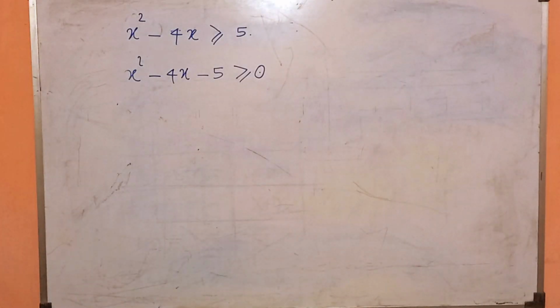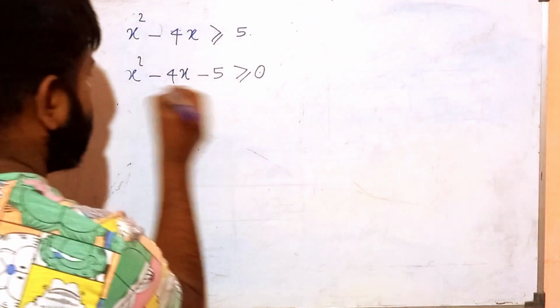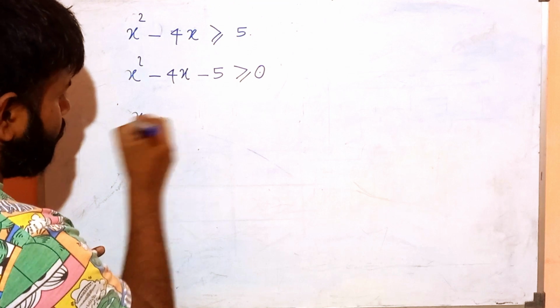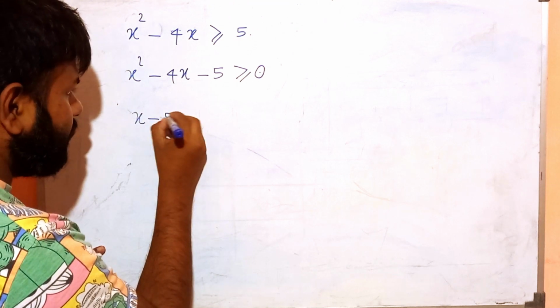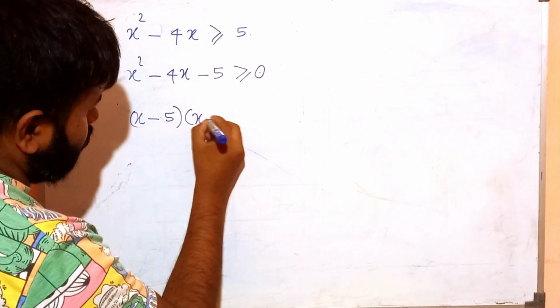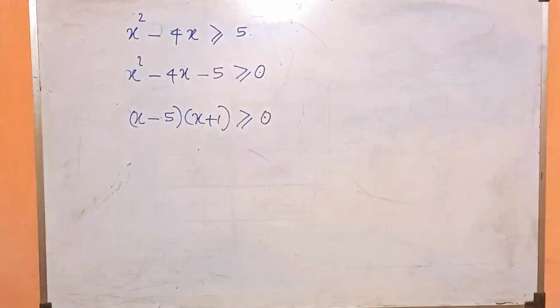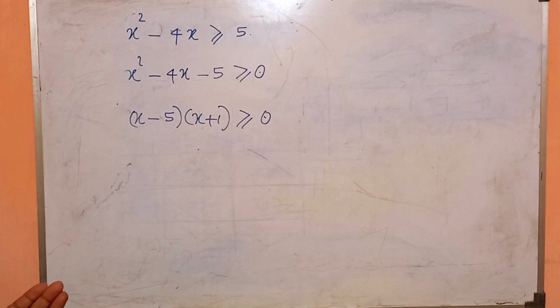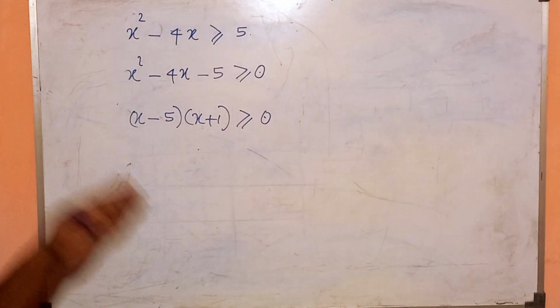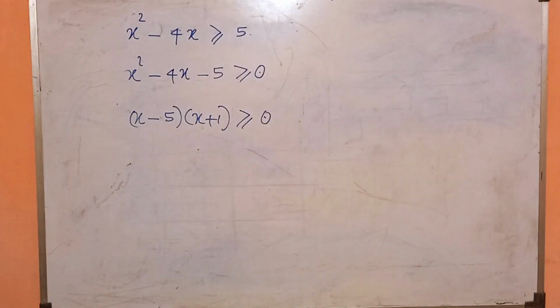The second process you have to do is factorize this as much as you can. So if you factorize this, it's obvious it will be equal to (x minus 5) into (x plus 1), that is greater than or equal to 0. First you have to make the right hand side 0, and the second step is you have to factorize it as much as you can.